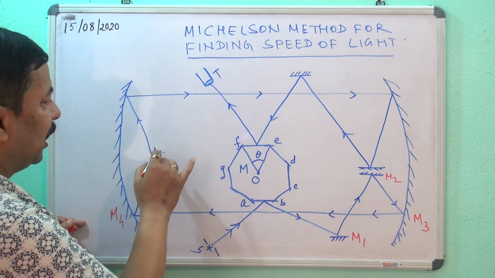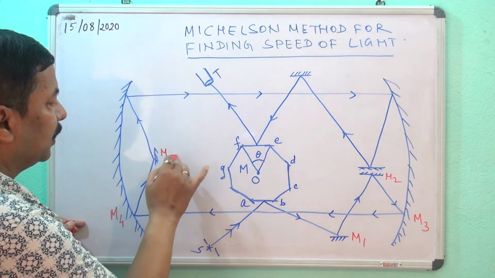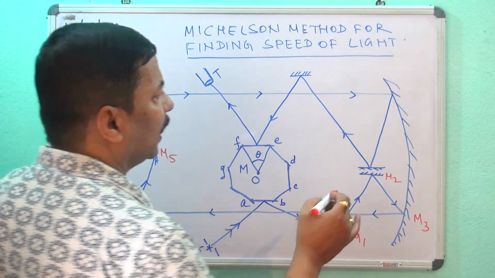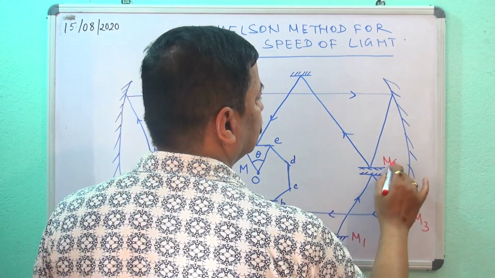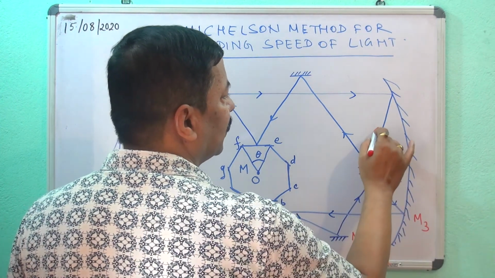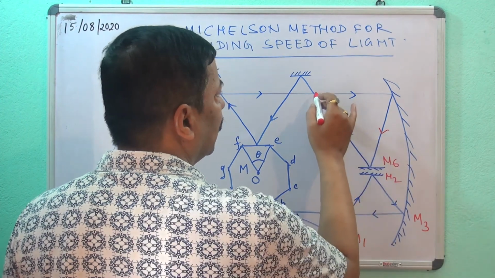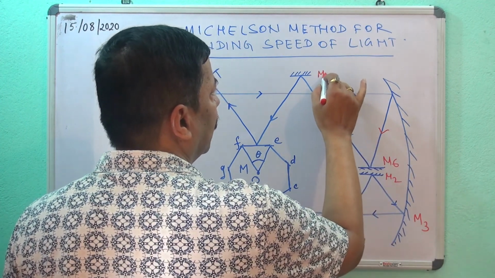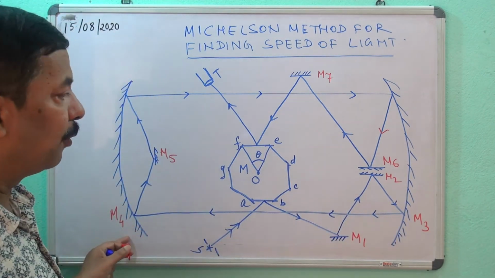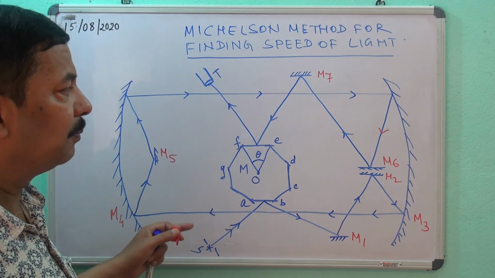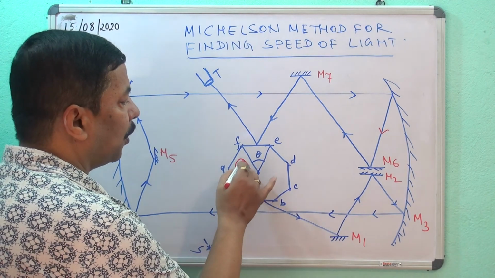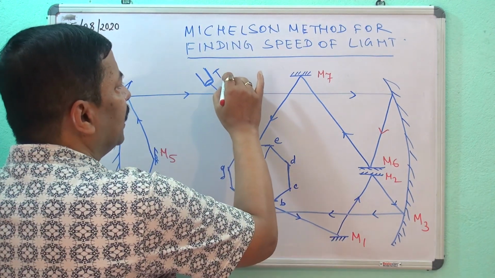Here again is plane mirror M5. This is also at the focus of mirror M4, and finally M6 is there. This is already M3, M6, and it gets reflected on the mirror M7. M3 and M4 are concave mirrors, spherical mirrors. This is the polygon mirror, and here is the telescope.